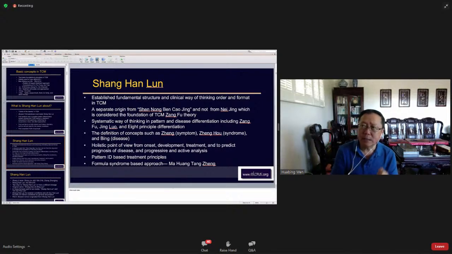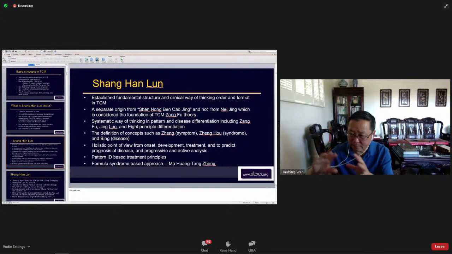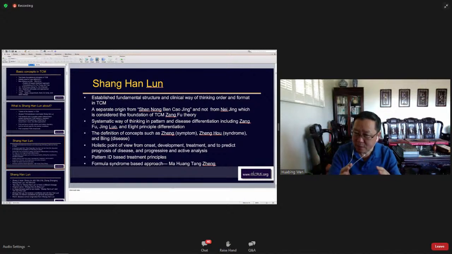The reason I bring this up is because right now there's a very popular approach in studying Shang Han Lun. It's called the Fang and Zheng corresponding approach. You have a formula, and this formula has a corresponding group of symptoms and signs. You just need to find the match. Personally, I like that approach, because it is easier. You can easily grasp it.